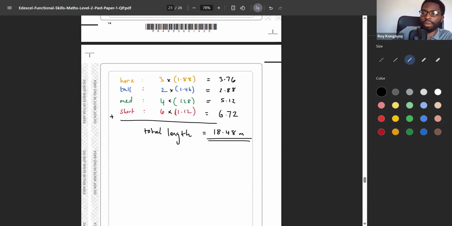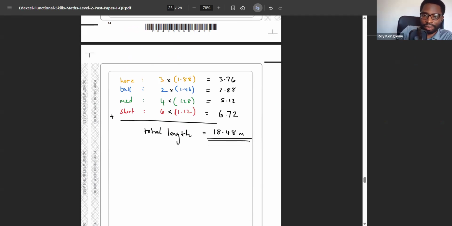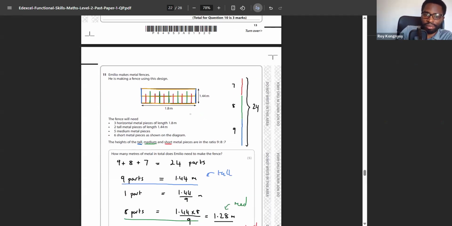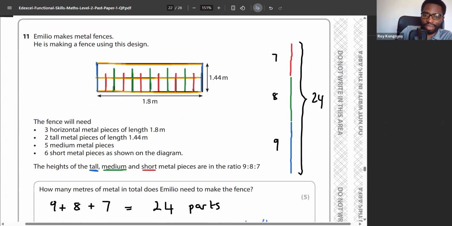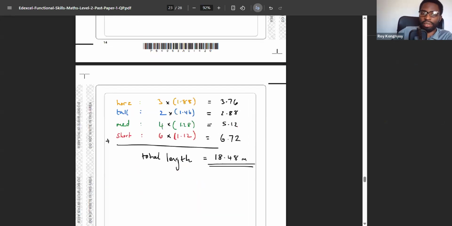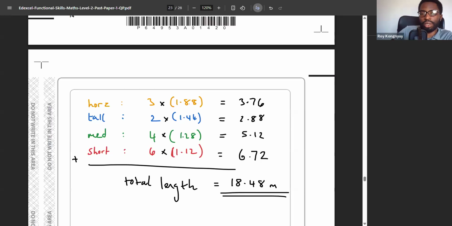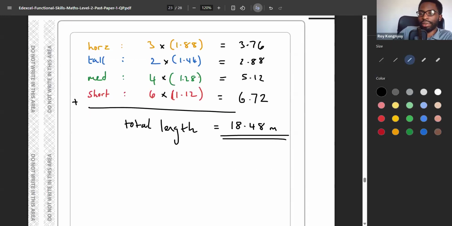Oh, that is my bad. I made a slight blunder. 1.88, that's not the length. It's 1.8. So that's me scrolling back and forth and forgetting. To correct that, we just have to subtract 0.24 from this answer. We'll get 18.24 meters.